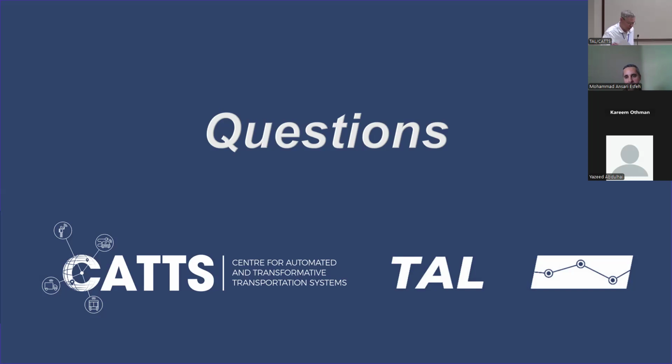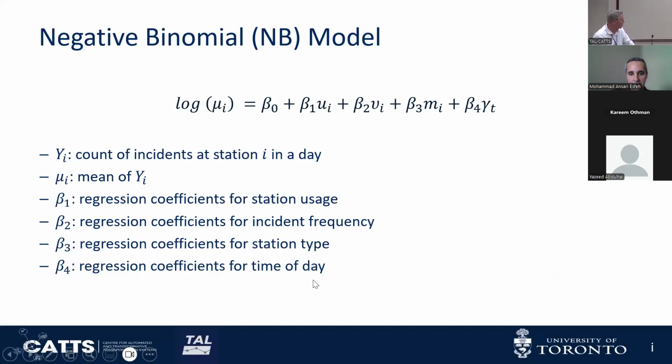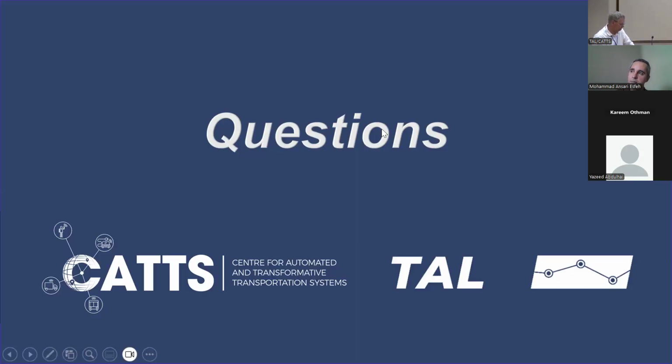Okay, we have one online question. One of the audience is saying, do you expect that line 5 opening to cause more incidents at their 2 transfer connections with line 1? Sorry, let me read it again. So line 5 opening to cause more incidents at their 2 transfer connections with line 1.